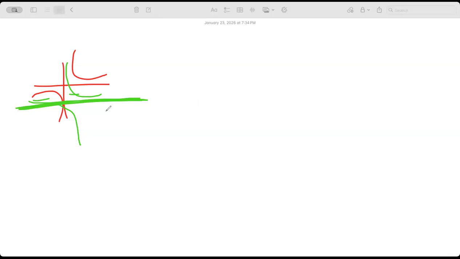Suppose you want to move to the left, let's say 1 by x plus 3. The actual graph is this. You want to move to the left 3, right? So what happens? What will be your asymptote? Who can say? What will be your asymptote then?